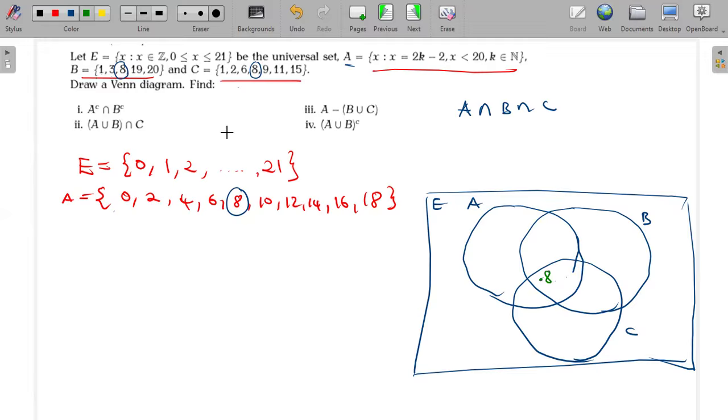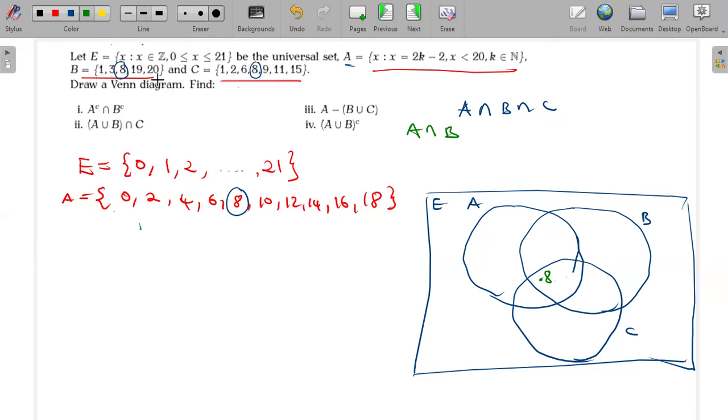So 8 is there, and then which one can I list next? So there you have 19, 20, and you see that those are the only elements that are common. Then you move on to look at which ones are common in A and B. Which ones are both in A and B? So A intersect B, which ones are those going to be?